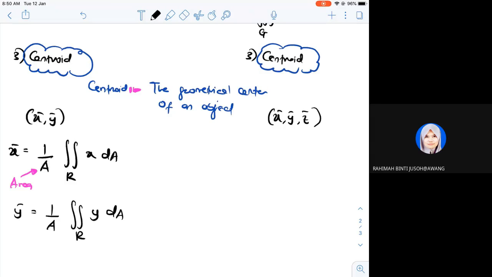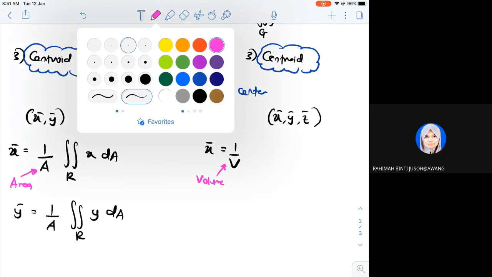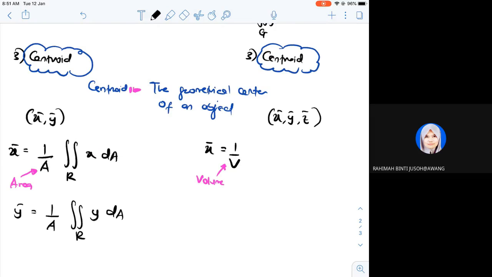Okay, that's the formula of centroid in 2D. Now centroid in 3D. Okay guys, we have x bar equals to, if just now in 2D we calculated area, now in 3D we have to calculate volume. So 1 over V. V means volume. Of course, you can calculate volume by using triple integrations. We have learned before how to calculate volume using triple integrals. So you have to calculate volume first, then you can find the x bar, y bar and z bar.